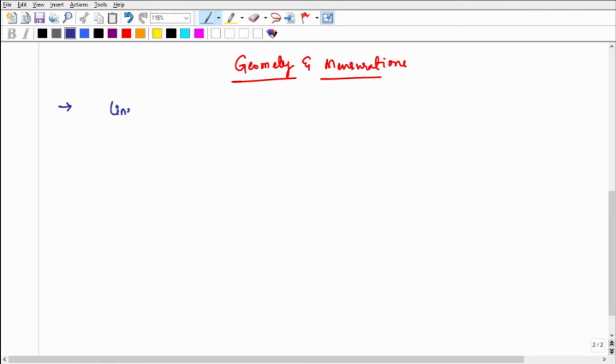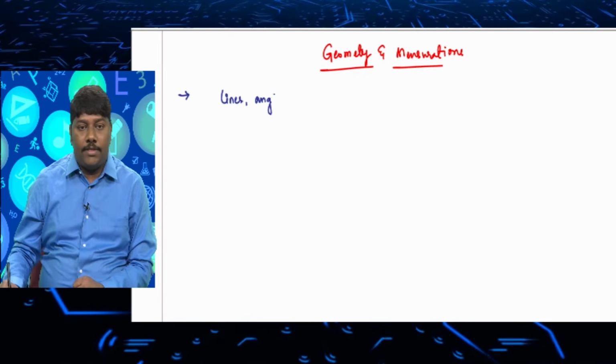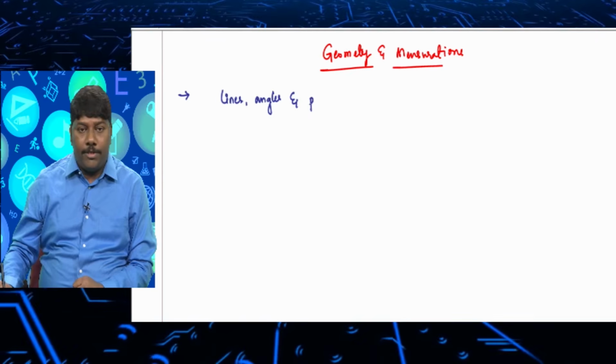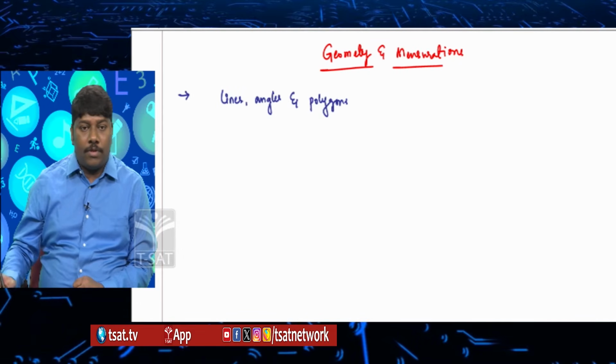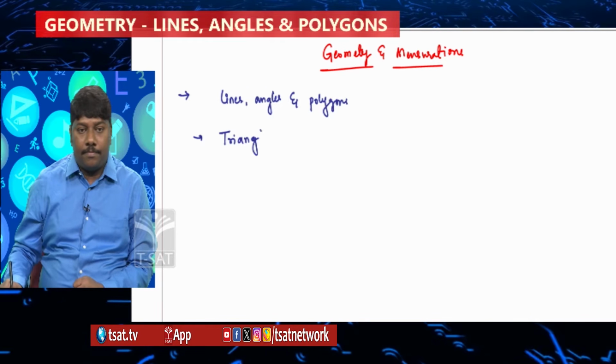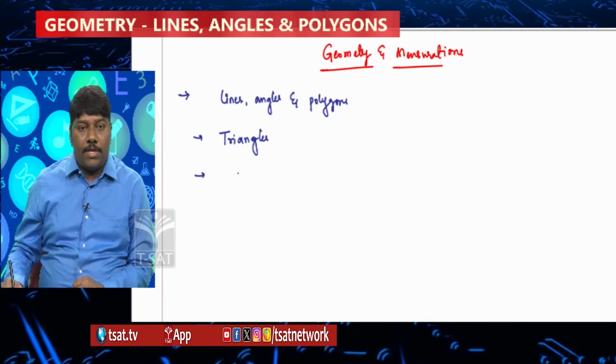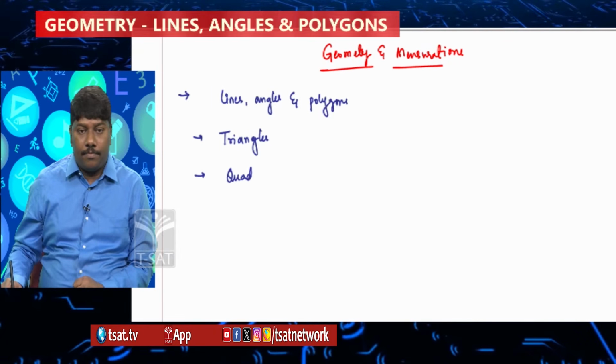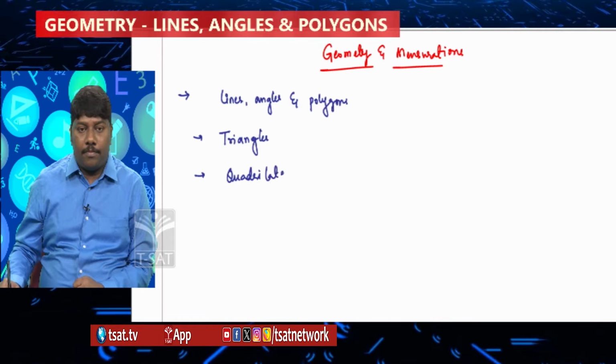We start with lines, angles and polygons. Then after we'll see triangles, then quadrilaterals, then we'll go for circles, then we'll go for solid geometry. You also call it three-dimensional geometry, then coordinate geometry.